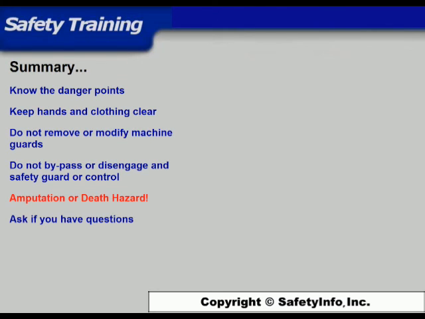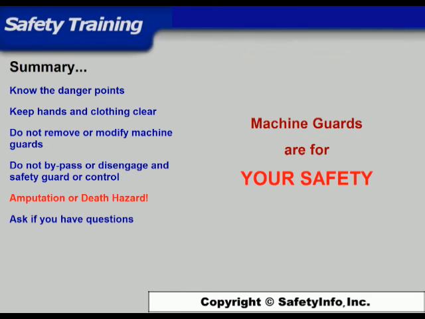While machines are designed with specific safety features, it is the responsibility of the operator to recognize the danger points and keep hands and clothing clear of these areas. Also, for your own safety, do not remove, modify, bypass, or disengage any safety guard or control. Failure to follow specific safety procedures can cause amputation or death. Please stay constantly aware and be safe around machinery. If you are ever unsure of how to operate a piece of equipment safely, immediately ask your supervisor.